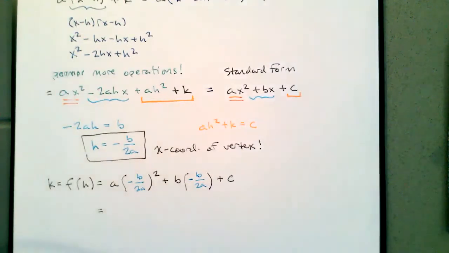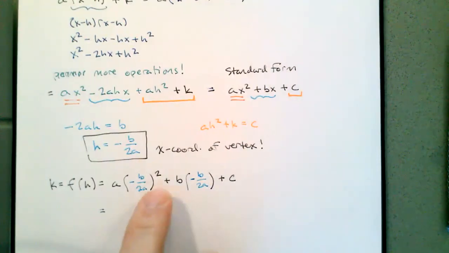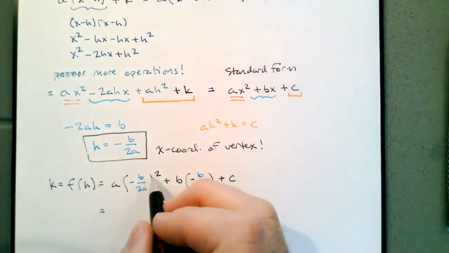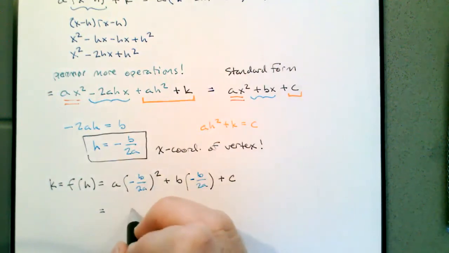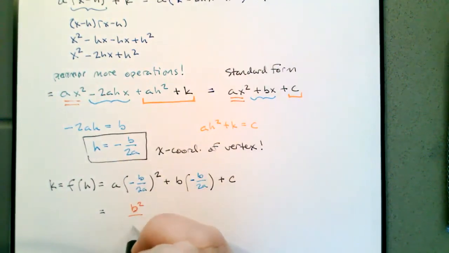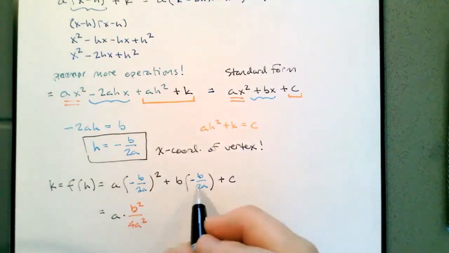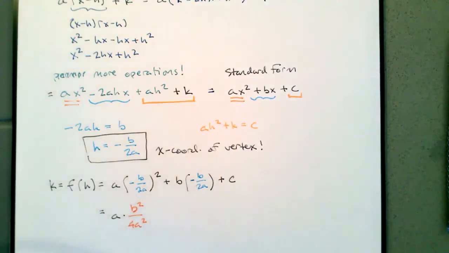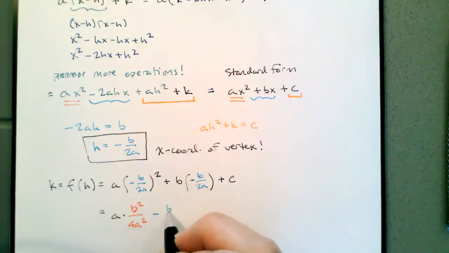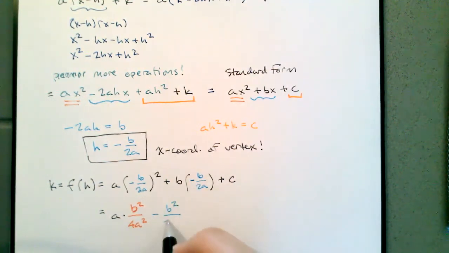Just following our order of operations, negative b over 2a all squared, that's going to be a positive b squared over 4a squared. That has to get multiplied by a. Plus and minus is going to multiply out to be a minus. And I'm going to multiply b times b, which is b squared, divided by 2a. And then we still have this plus c.